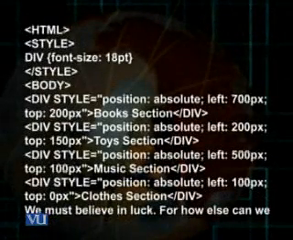There is the style tag, then there is the div tag, font size 18 point, style closed. Then we start with the body tag. In the div tag, the first div, style, position absolute, left 700, top 200, and the words are book section. So these words would therefore be shown according to the values of left and top. The position is absolute, so therefore the browser window would be taken as the reference point for calculating these pixels.